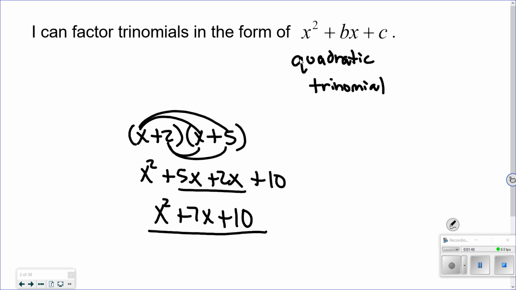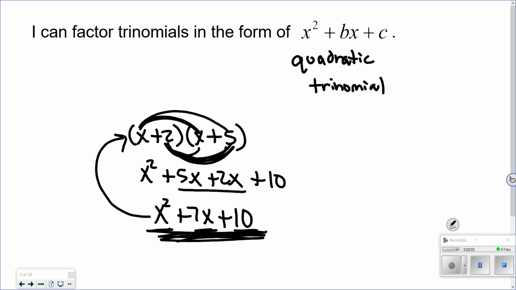Notice this down here is a quadratic trinomial. If I want to go backwards and factor it, I want to get back up to this part up here. Just think about where everything came from. The x squared came from multiplying the x and the x. The 10 came from multiplying the 2 and the 5, the last two. The 7x in the middle came from multiplying the outside two, the 5x, and the 2x and adding them together, which gives us the 7x.